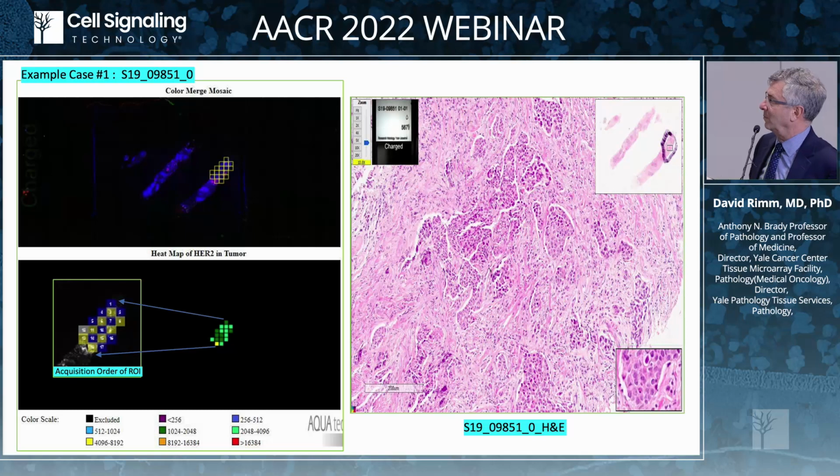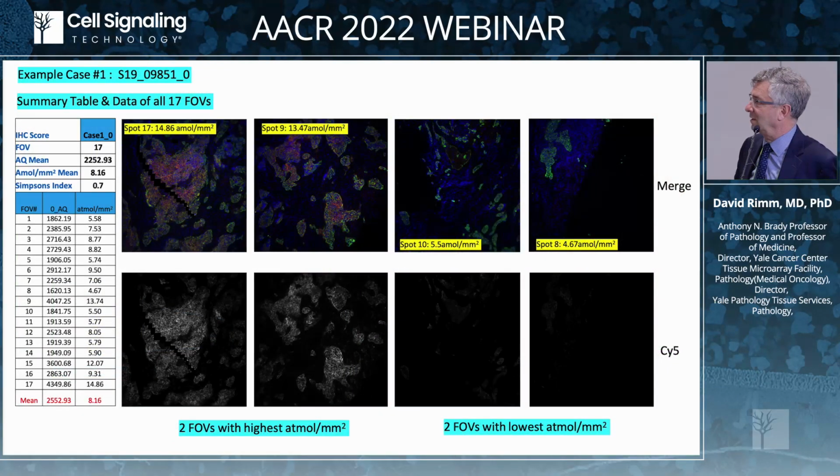This is an example of one of those cases. Here's the pathologist part, and here's my little circle up here, and everything under the circle was actually quantified and shown by a heat map here. On the next slide, you can see the concentrations in attomoles per square millimeter of each of those fields of view. I can summarize this, and I might sign this out as a low HER2 case at 8.16 attomoles per square millimeter on average through 17 fields of view. This is something that we hope to bring online possibly as soon as July 1.